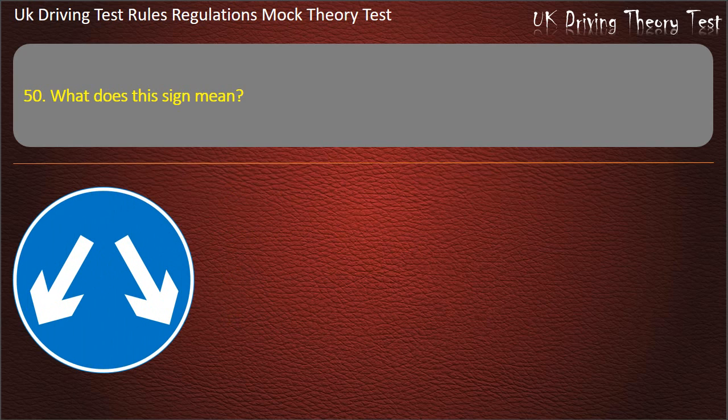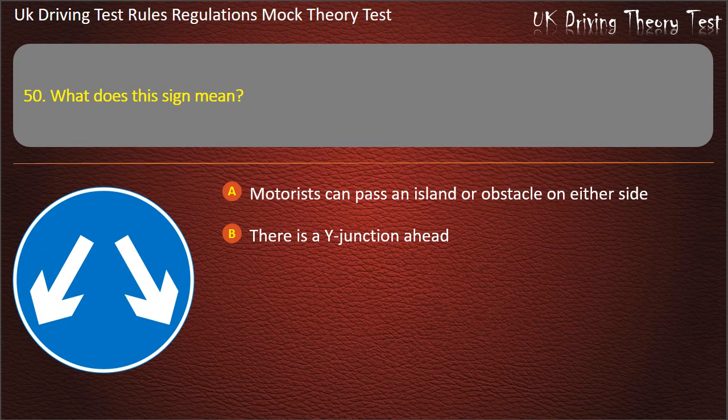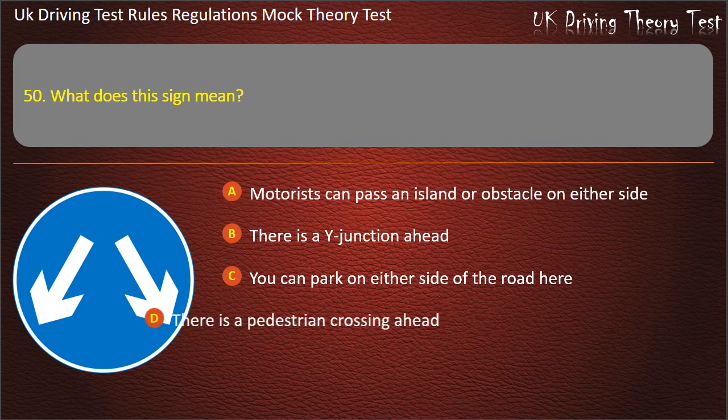Question 50. What does this sign mean? Motorists can pass an island or obstacle on either side. There is a Y junction ahead. You can park on either side of the road here. There is a pedestrian crossing ahead. Answer. Motorists can pass an island or obstacle on either side.